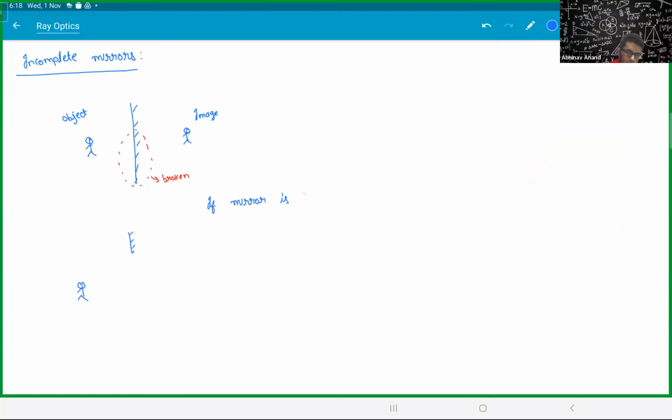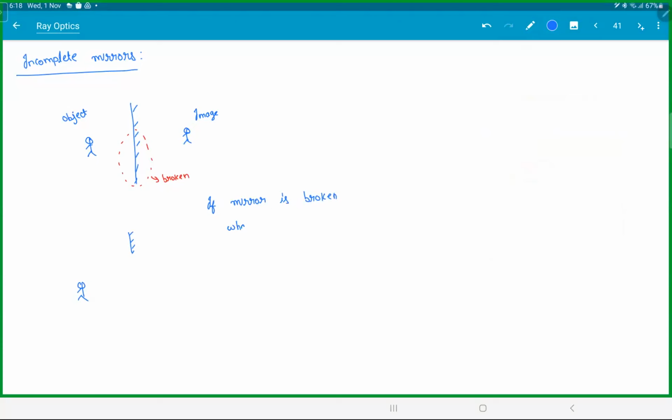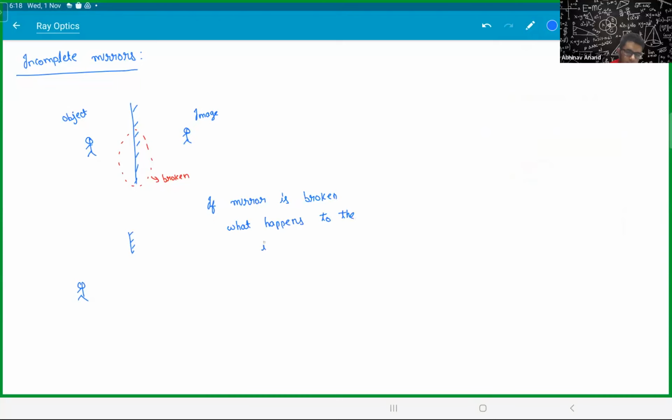If half the mirror is broken, what happens to the image? Part of the body is seen, so the size of the image will reduce. Hmm. That means if I break the mirror, we'll get a tiny Lilliput-size version of you. Something like that. Means if I see a big mirror, I'll see a big gigantic figure of you. If I take a small mirror, I'll see a small picture of you. Someone is saying the image is broken. So there was a question like this, huh?